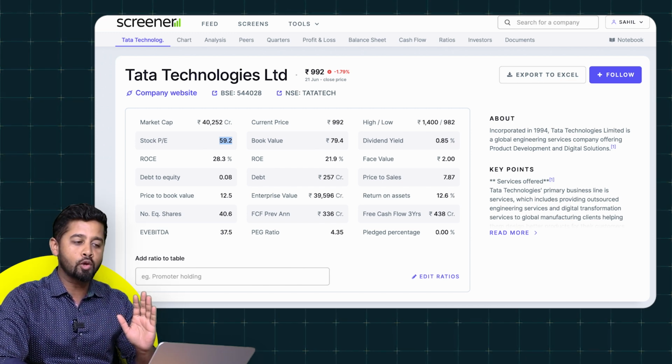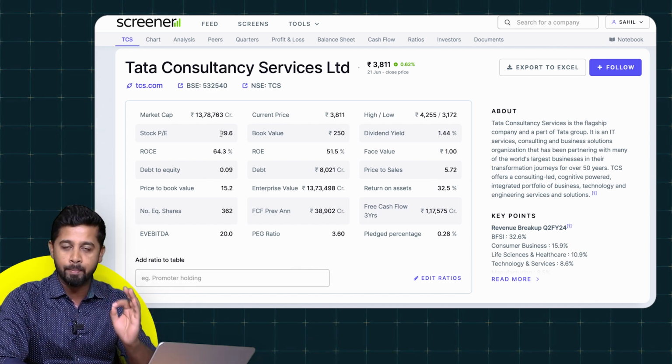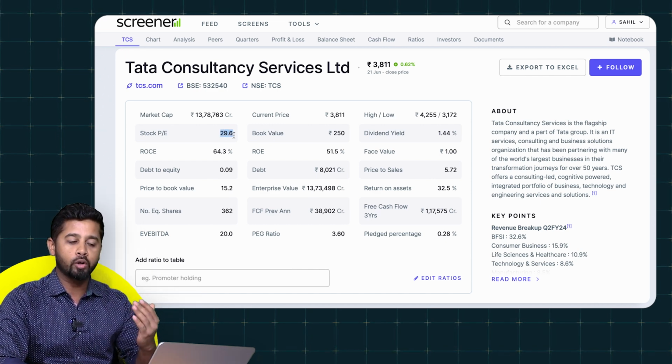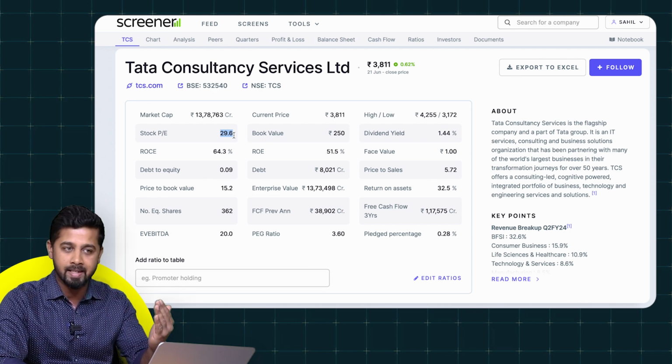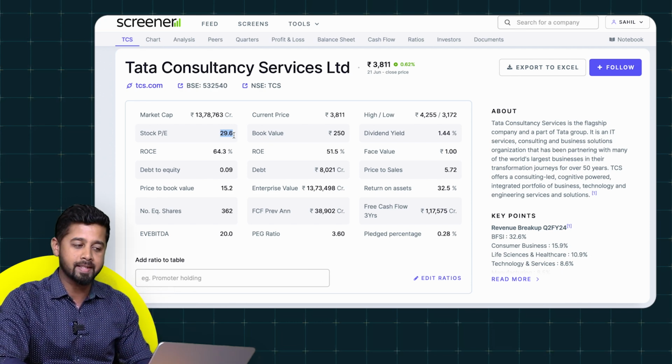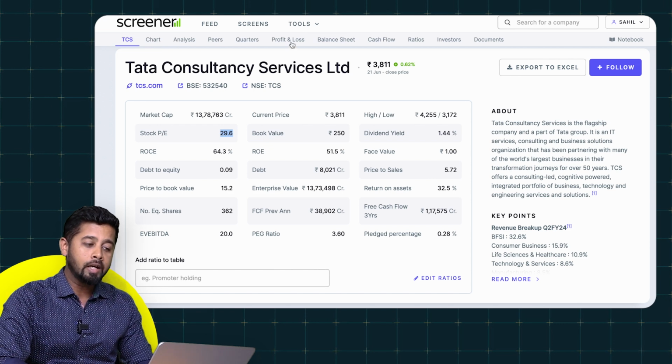First of all, if you just look at the comparison in terms of absolute number, obviously at first look, Tata Consultancy looks cheapest with a PE of just 29.6. But that's not the right way to look at it. For that, you need to understand the earning growth.